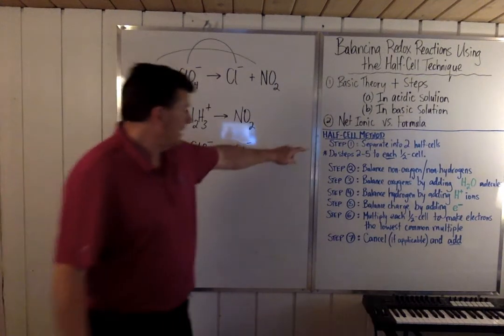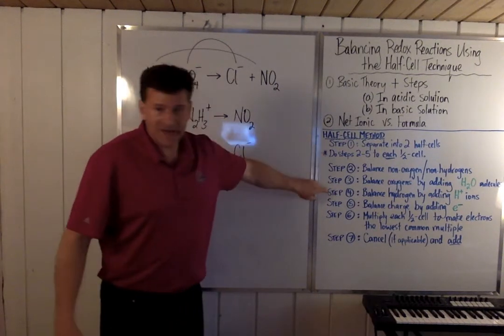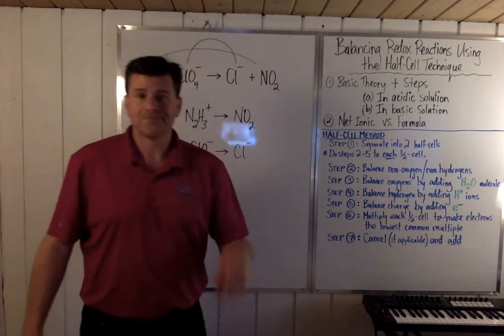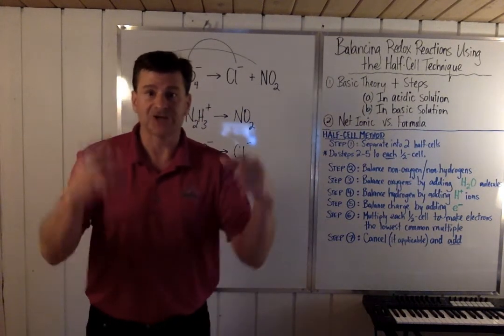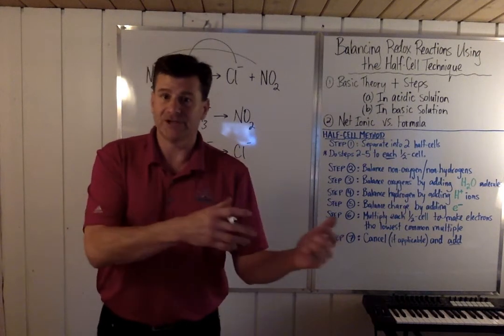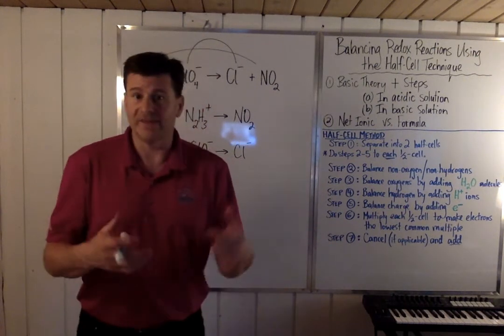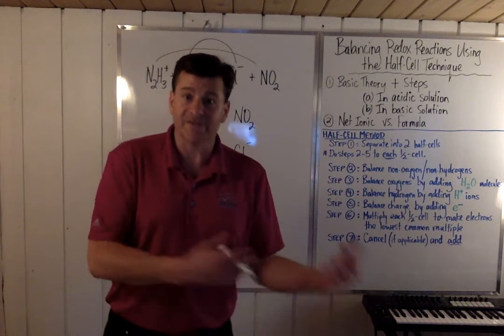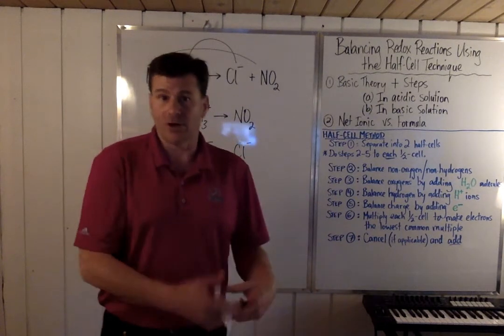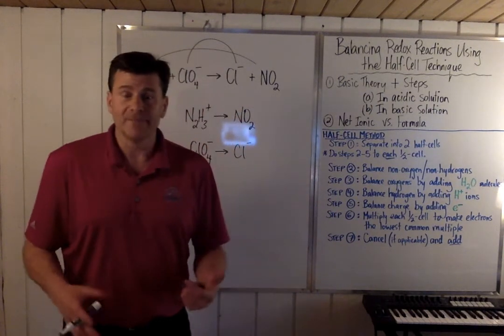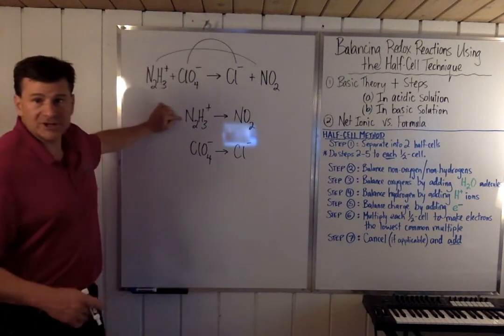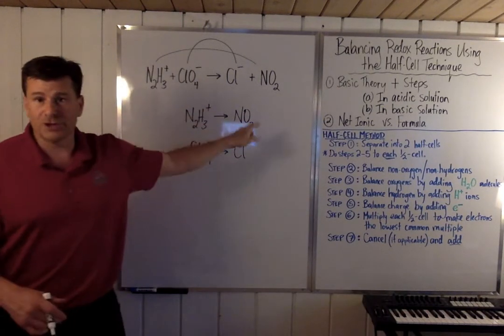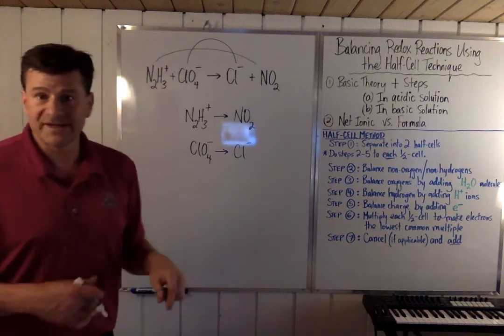Then what I do is I do the next 5 steps, so 2 through 5, to each one of them. I go through each of the two half reactions one at a time: steps 2 to 5 for the first one, and then I go back and do steps 2 to 5 for the second one. Then I carry on with 6 and 7 up there. So I'm going to focus on the N2H3 plus 1 turning into NO2, and I'll go through each of the steps.